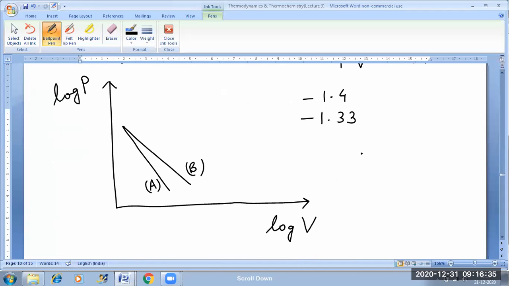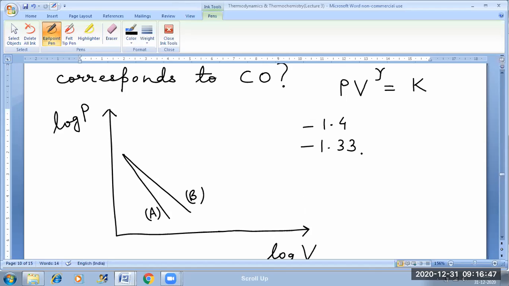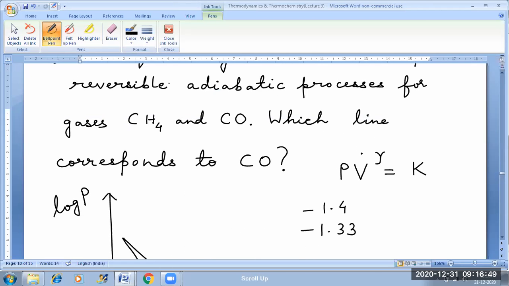This is the graph shown. Log P versus log V. P means pressure, V means volume. And you see two lines. One is line A and one is line B. One line corresponds to CH4 and one line corresponds to CO. We have to identify which line corresponds to CO.